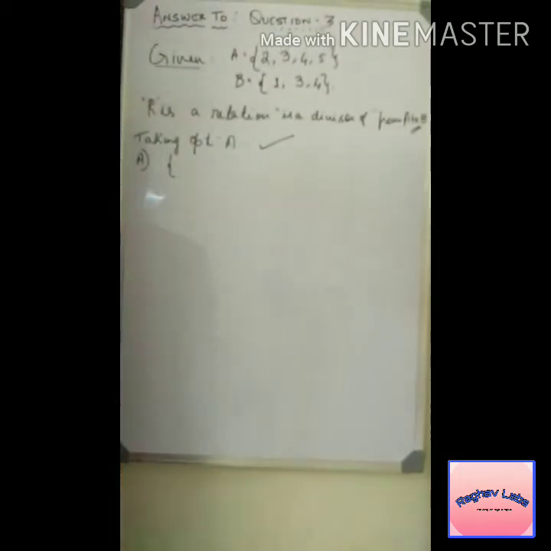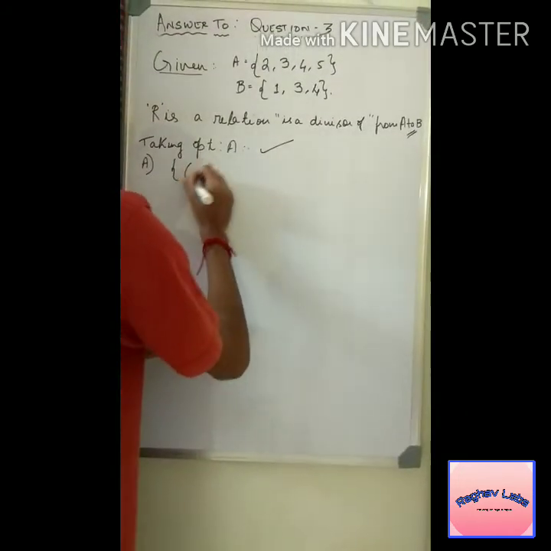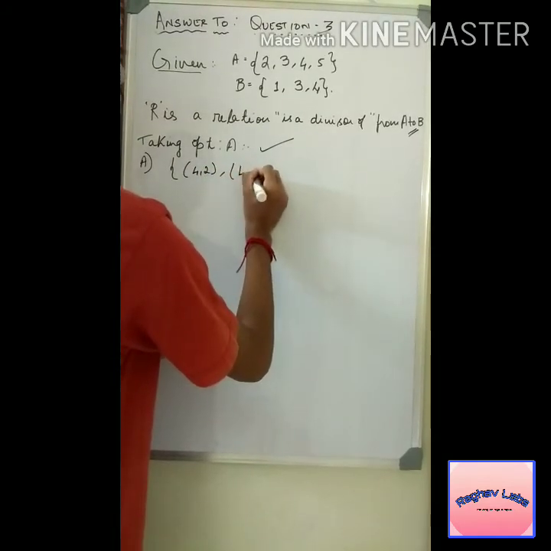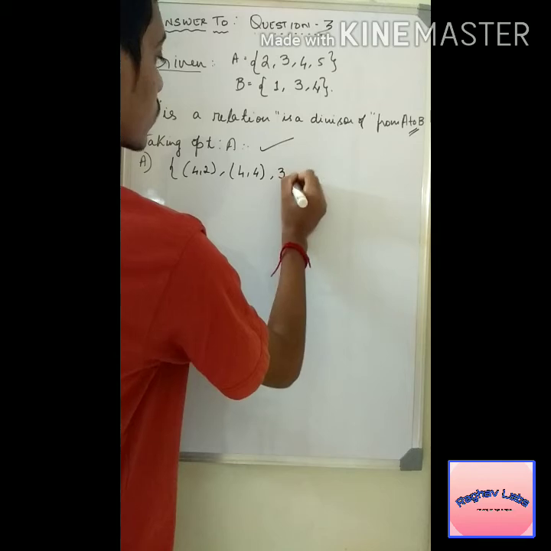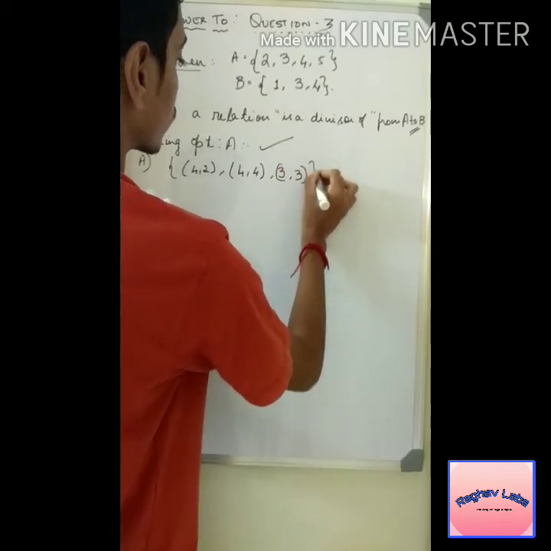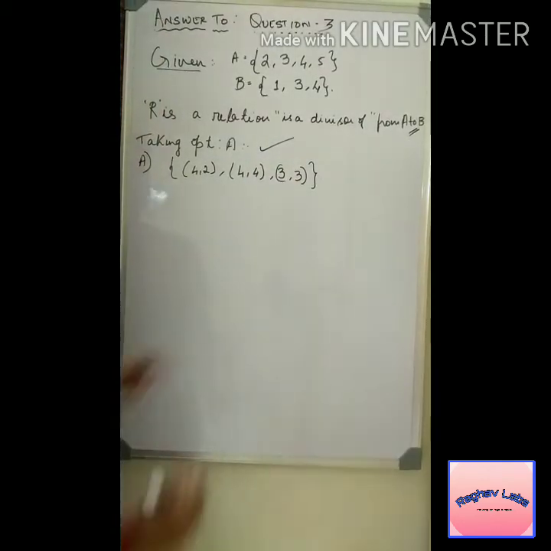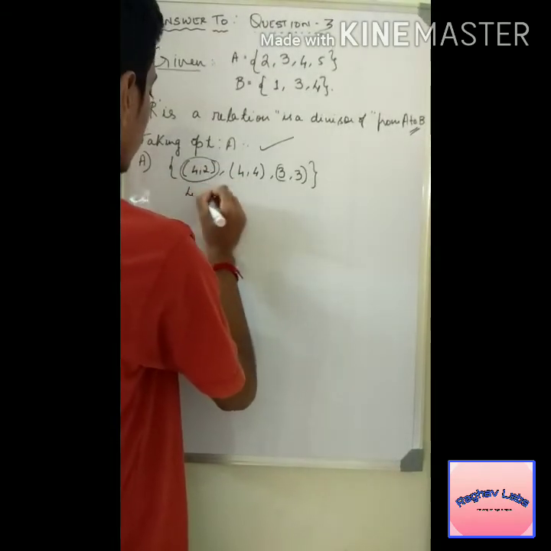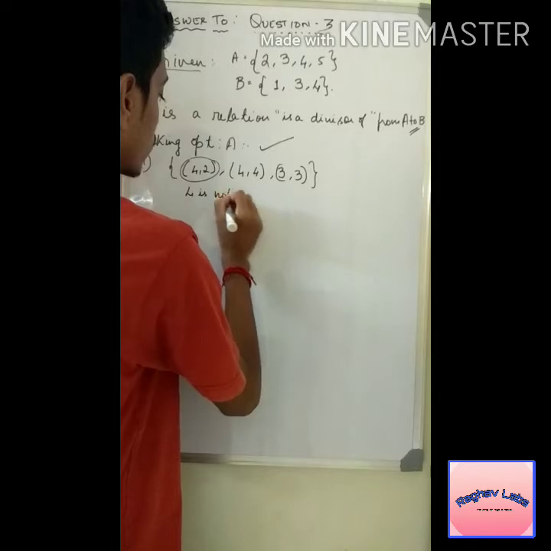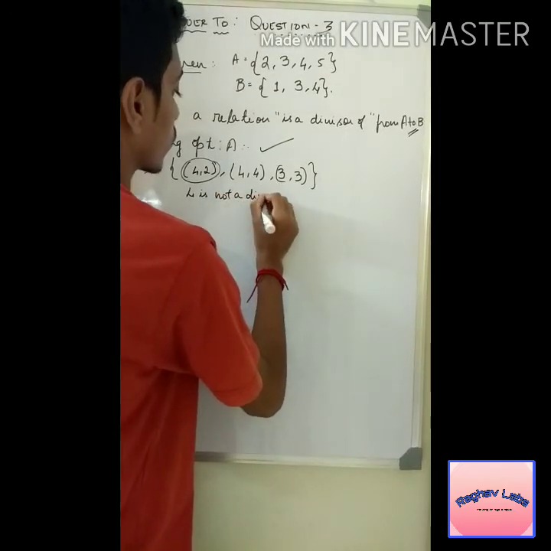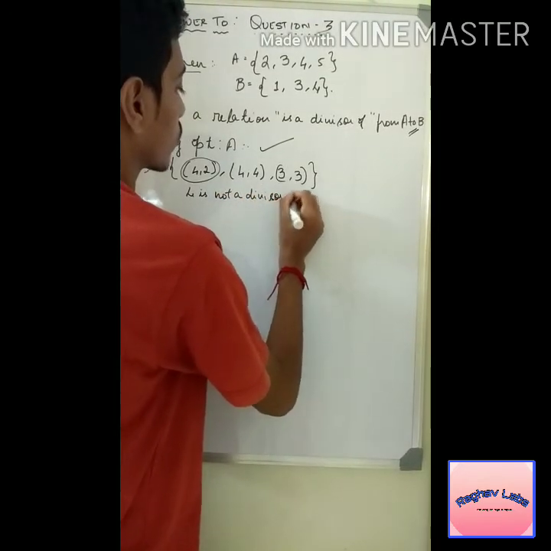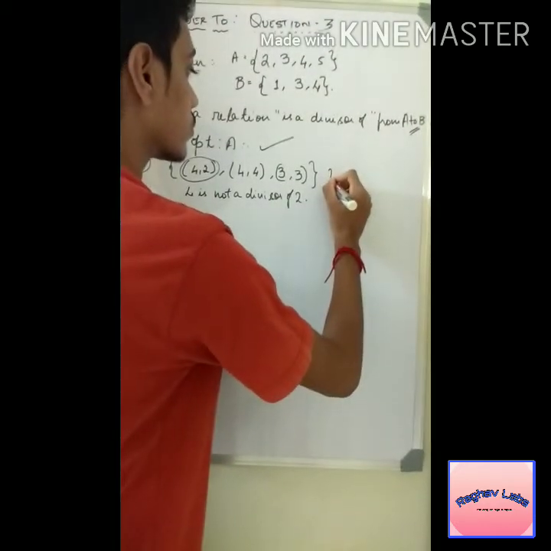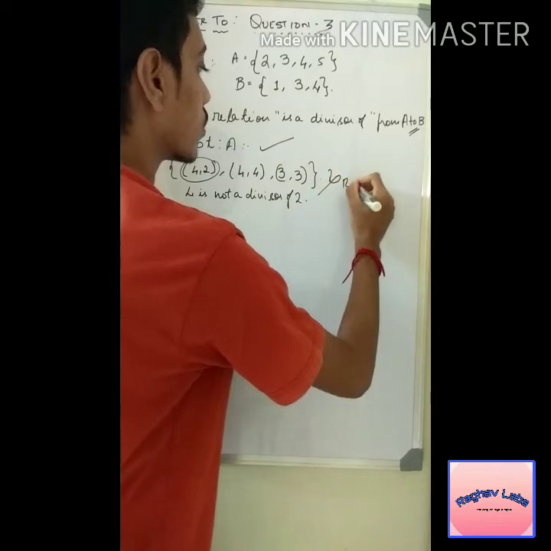So now take option A. In option A we are given 4 comma 2, 4 comma 4 and 3 comma 3. Here 4 comma 2, right? 4 is not a divisor of 2. So option A is ruled out.